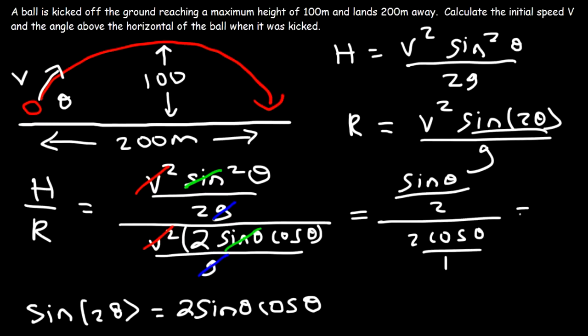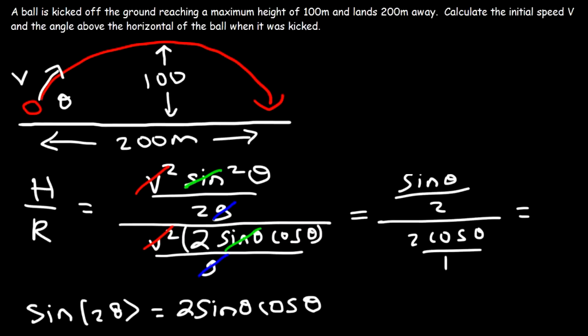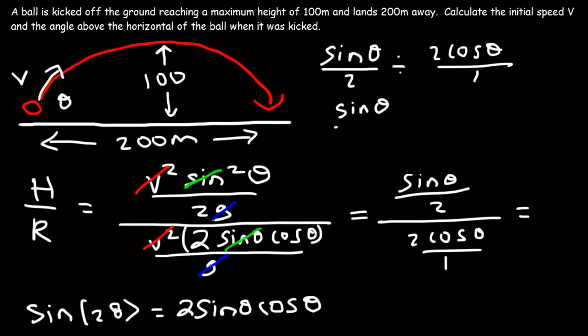Now, perhaps you heard of the expression keep, change, flip, but before we use that expression, let's clear away a few things. First, let's rewrite the complex fraction like this. This is equivalent to sine theta divided by 2 divided by 2 cosine theta over 1. Now using the expression keep, change, flip: keep the first fraction the same, change division to multiplication, and flip the second fraction.